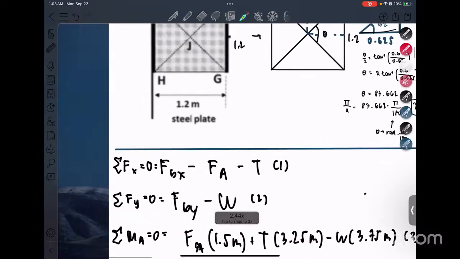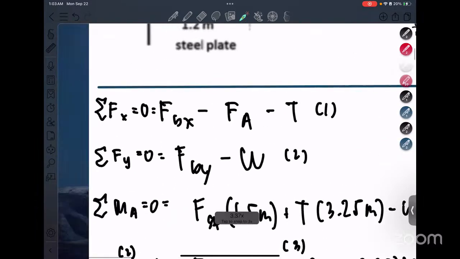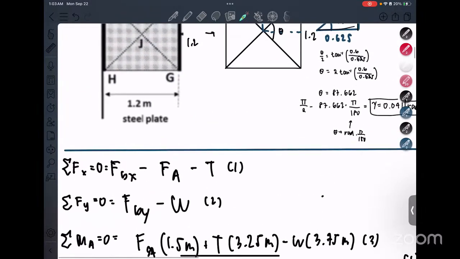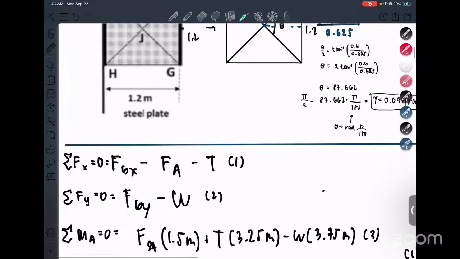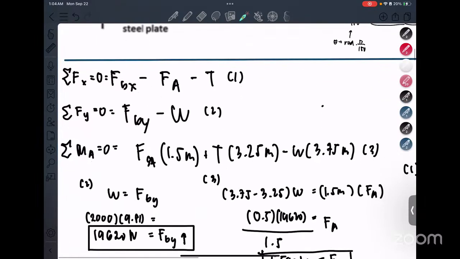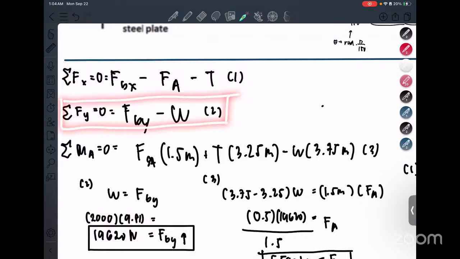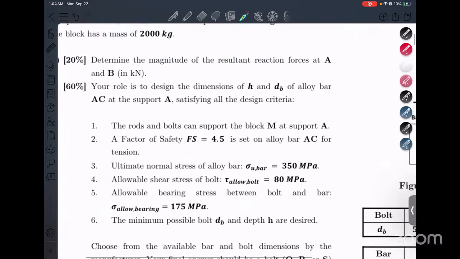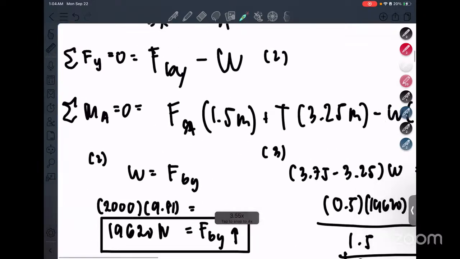Essentially, if you set up your regular equilibrium equations, you will get these three. You can pause at this point just to double check that they're correct. From this point on, we first solve the second equation because W is a known quantity. It's not an unknown. We know W is equal to mg, and we know what m is. It is 2,000 kilograms. So we can solve for it.